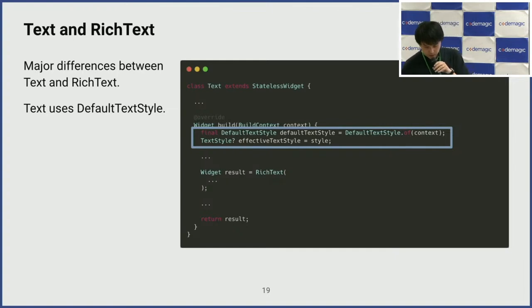The two widgets can be confusing to use, but the main difference is whether or not they have a default text style. The Text widget uses the DefaultTextStyle.of method to get the nearest default text style from the current context and apply it. So if you use the Text.rich constructor, you can apply the most recent text style. But this text cannot apply a text style from the DefaultTextStyle.